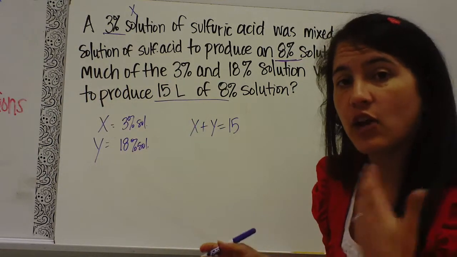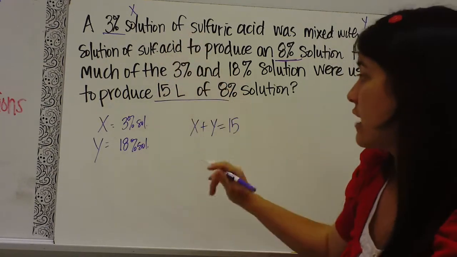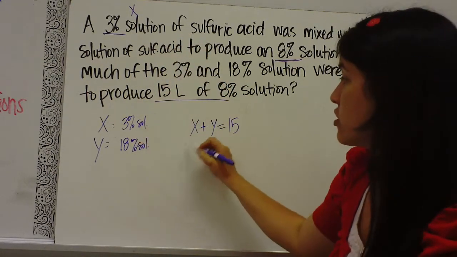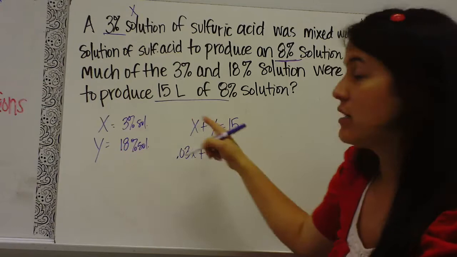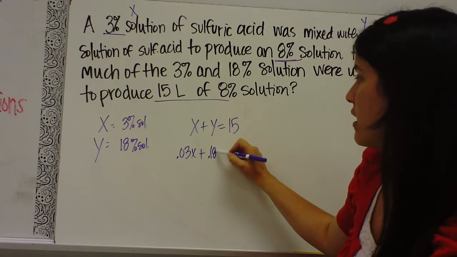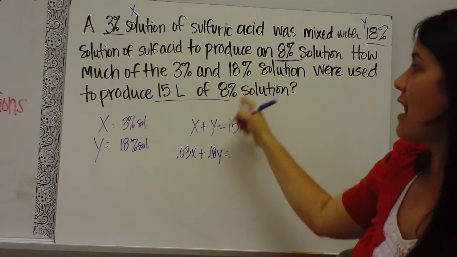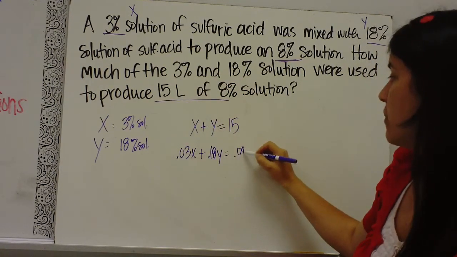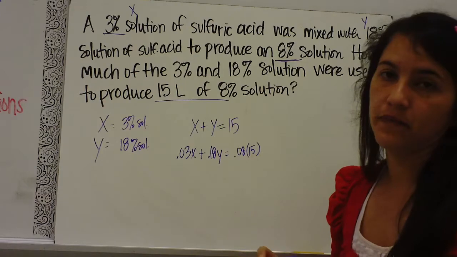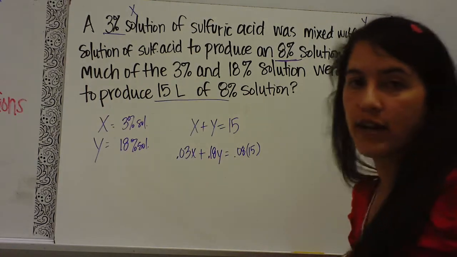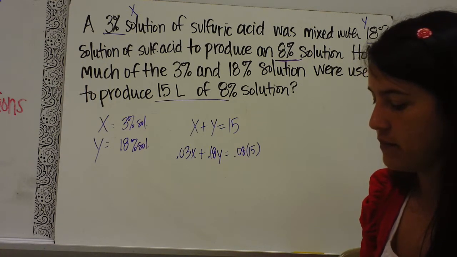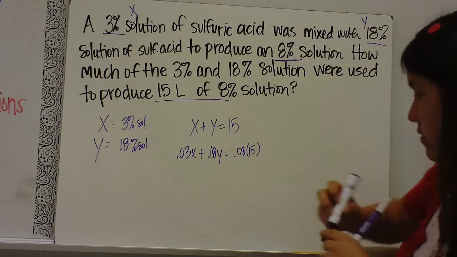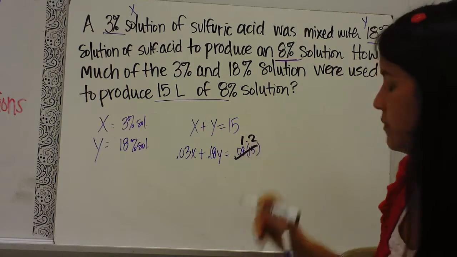Now we have to take into account our percents of solution for the sulfuric acid. So the 3% solution is going to be on the X, so it's going to be 0.03X. The 18% solution is going to be paired with the Y, so 0.18Y. And then we want 8% of the 15 liter solution. And now I have a system of equations. Now, again, the easy thing to do is go ahead and do 0.08 times 15. And that is 1.2.